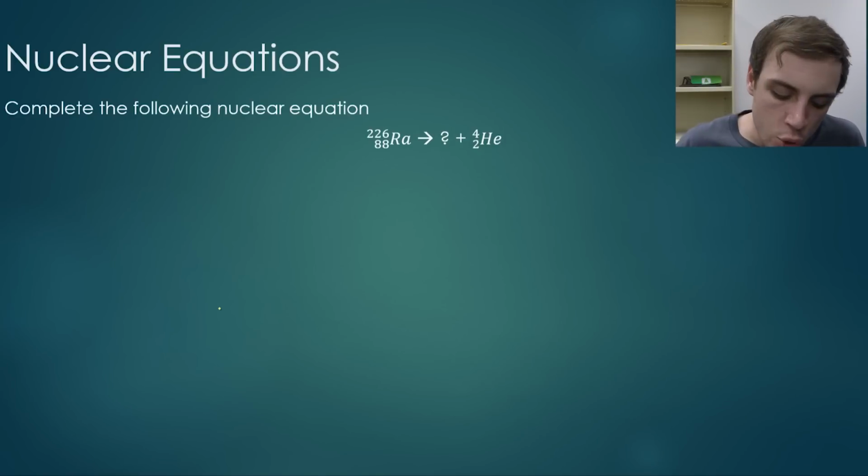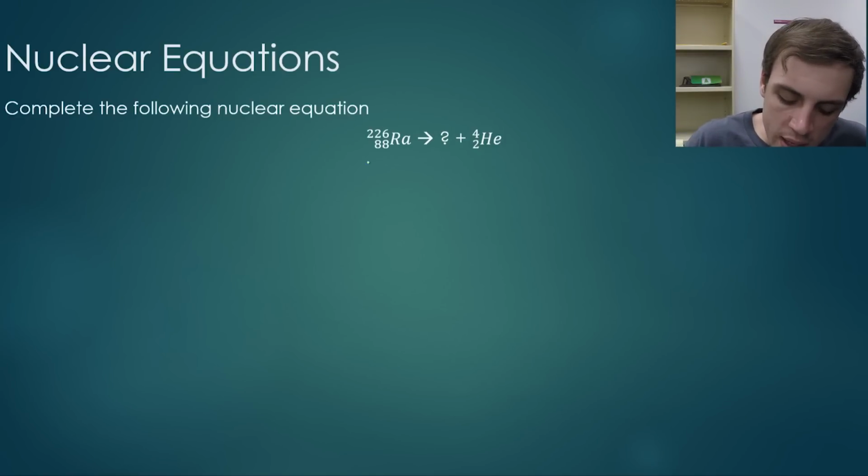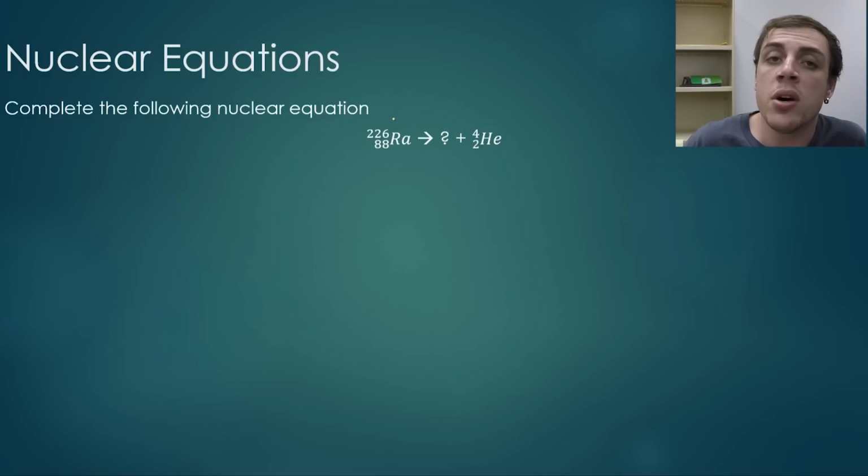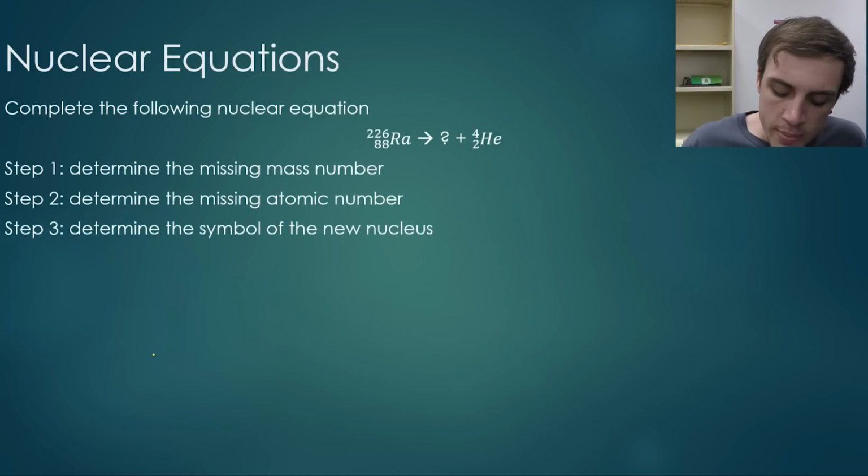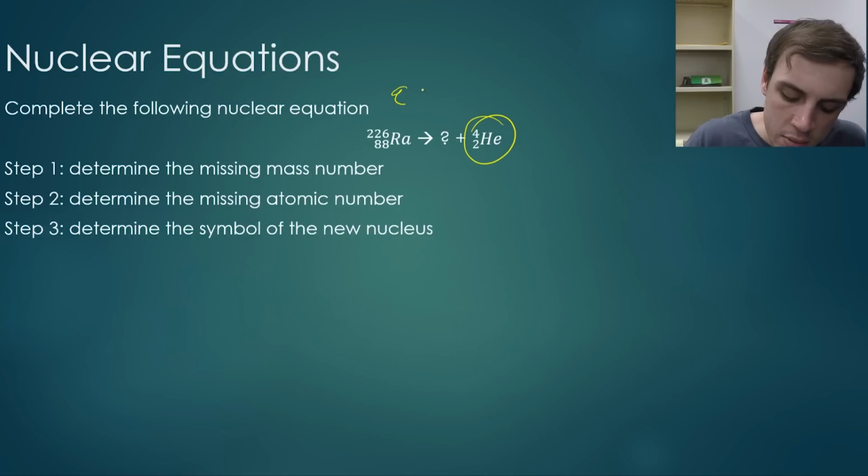So let's have a look now at a nuclear equation. Here we have Ra, which has an atomic mass of 226 and an atomic number of 88. Something is happening to create a new nucleus and a helium nucleus here. The first thing we have to do is determine the missing mass number. We determine the missing atomic number, and then we determine the symbol of the new nucleus. So straight away, because I see that this is a helium nucleus right here, I know that this is an alpha particle.